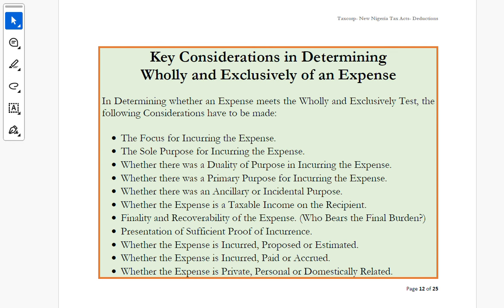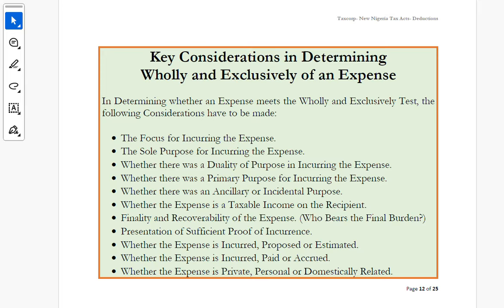Now, here are the key considerations in determining wholly and exclusive of an expense. In determining whether an expense meets the wholly and exclusive test, the following considerations have to be made, and they are the focus for incurring the expense. What's your focus? The sole purpose for incurring the expense. Whether there was a duality of purpose in incurring the expense, you lose it. Whether there was a primary purpose for incurring the expense, you lose it. Whether there was an ancillary or incidental purpose will be considered. Whether the expense is a taxable income on the recipient, yes.